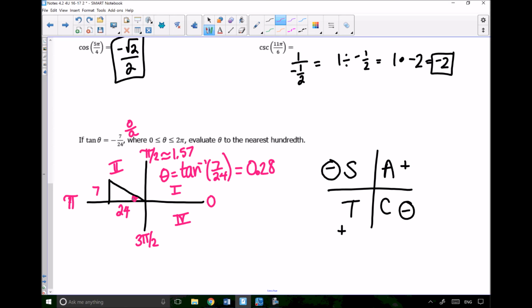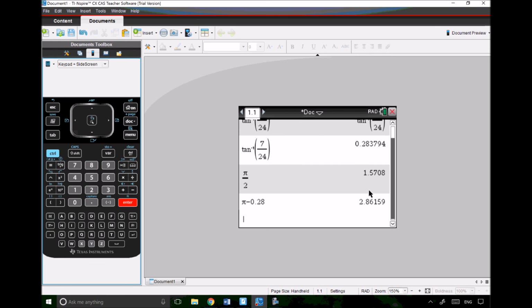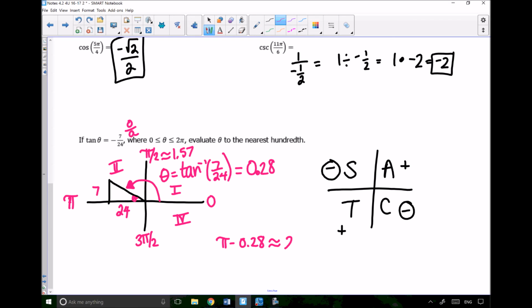So the question is, what is this theta right here? Well, I want to figure out how far I'm going right here. Well, if I go the full way, it's pi. But it's 0.28 shy of pi. So to figure out my answer, I would say that it's pi minus 0.28, which is approximately 2.86. So that's one of my answers. So 2.86 is one of my answers for what theta could be.